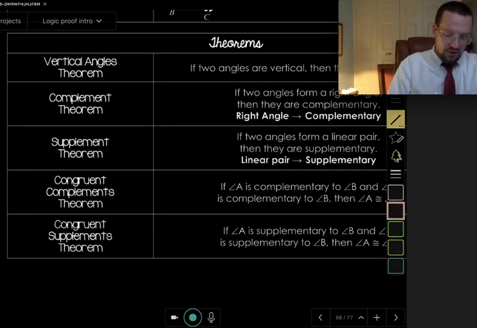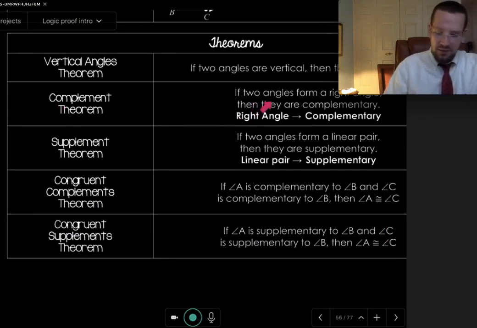Okay, so just remember, the complement theorem says that if two angles form a right angle, then they are complementary, right? If two angles add up to 90, then they must be complementary. Complementary angles do not have to be right angles, though, because they can be separate. So notice this only goes one way. If two angles form a linear pair, then they are supplementary. Linear pair implies supplementary. This is the supplement theorem. This one we use more than the other. The supplement theorem comes up quite often.